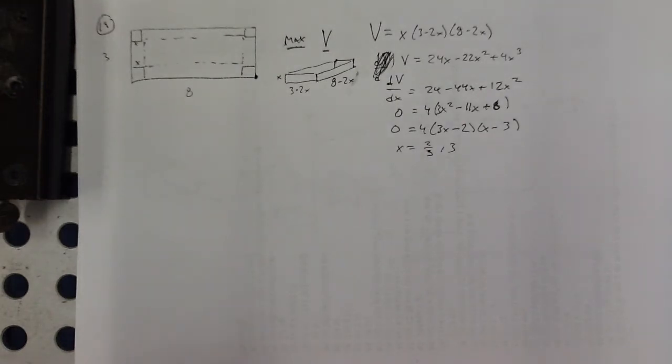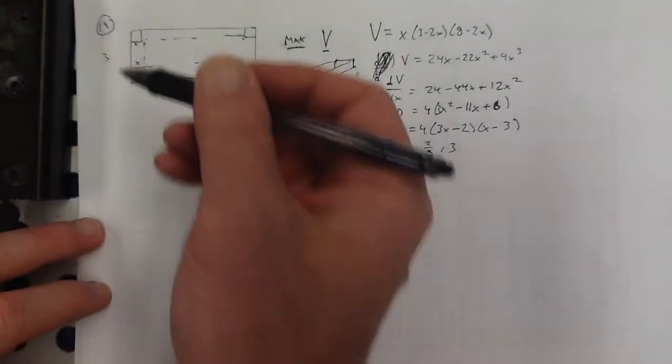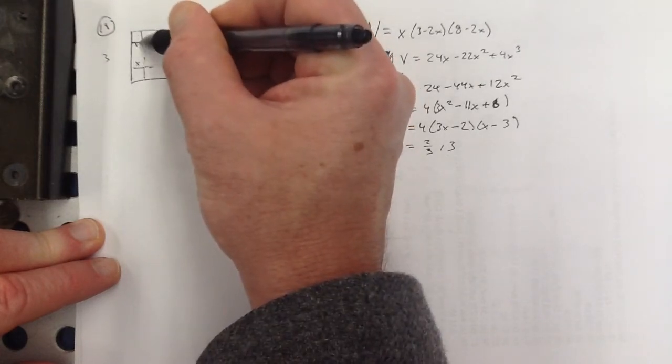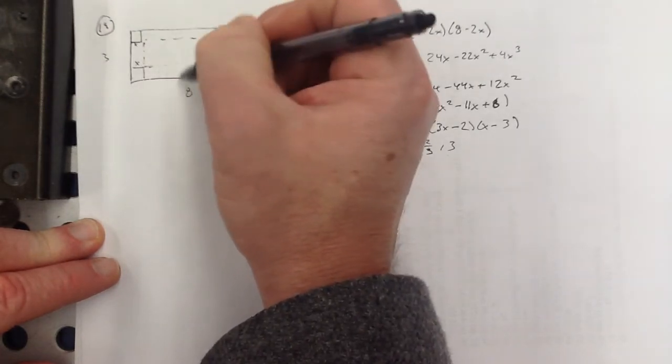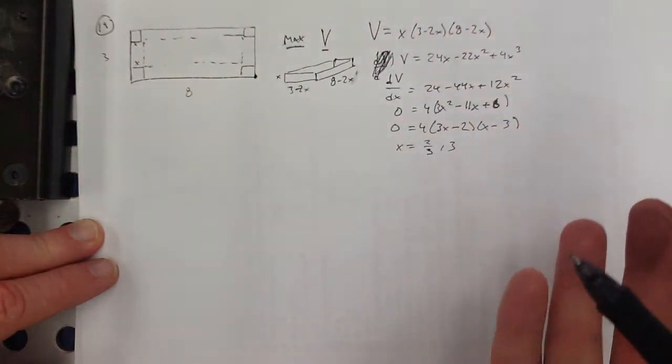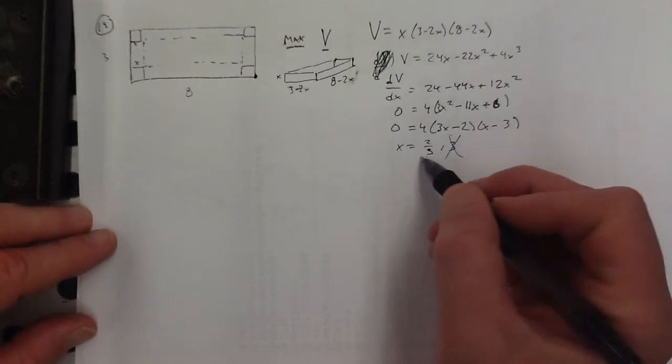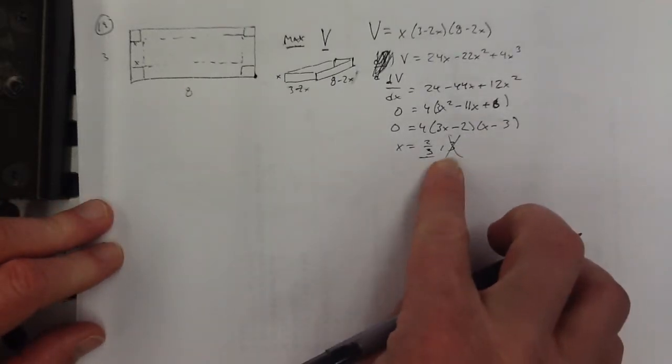And I don't think that x can be 3. I think that is some serious garbage there, because this whole side is 3. So if you made this equal to 3, you'd be cutting, that clearly doesn't make any sense. So this must be the maximum.